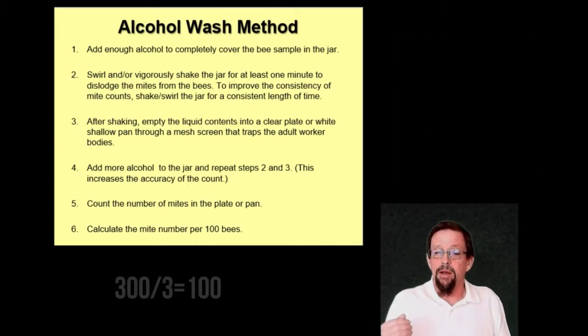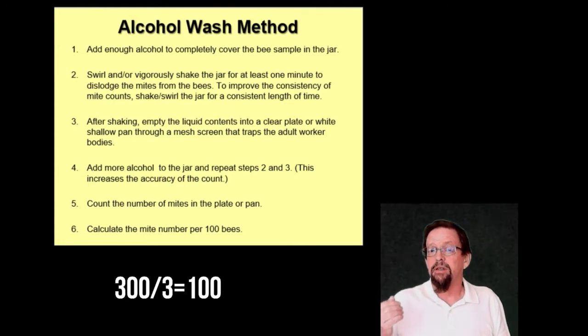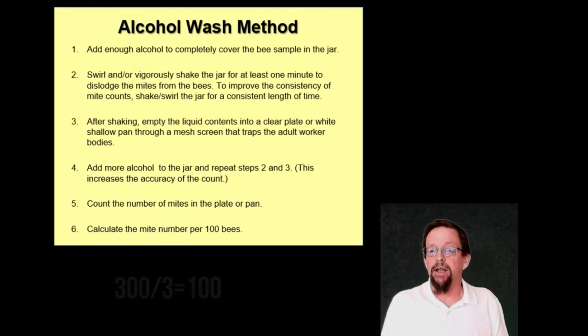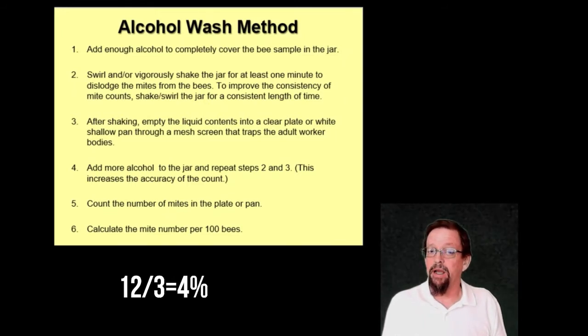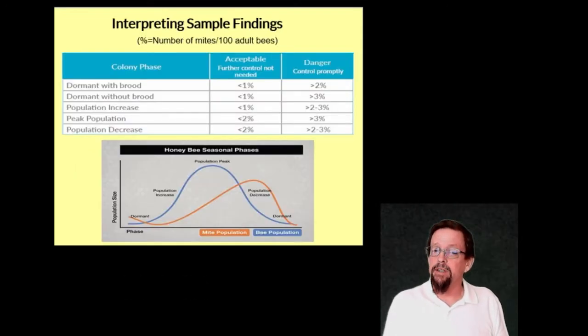With this sample, say that you had 300 bees, and the mites that were in the alcohol were 12. You're going to take your 12 and divide it by 3. That means you have 4 mites in your drop, which is 4 mites per 100, so your mite load in this case is 4%.